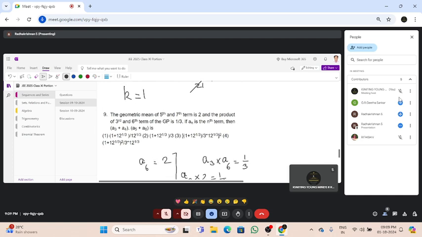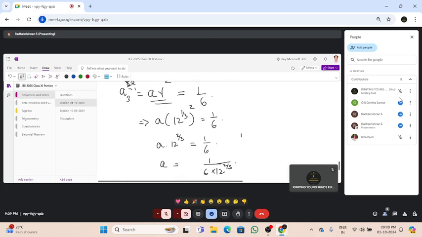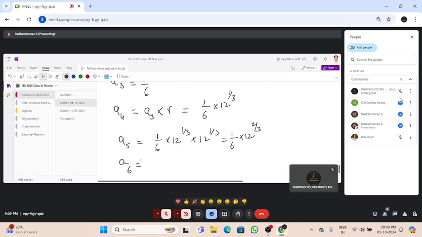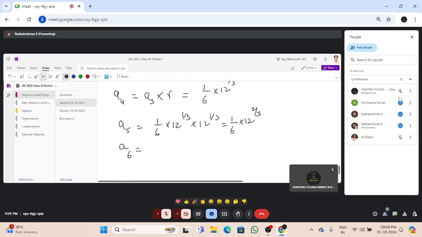Then what have they given? A5 and A6. A5 will be 1 by 6 into 12 power 1 by 3 into 12 power 1 by 3. So that is going to be 1 by 6 into 12 power 2 by 3. And A6 is 1 by 6 into 12 power 2 by 3 into 12 power 1 by 3.